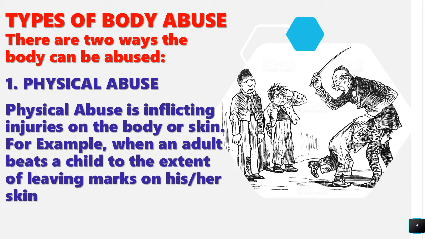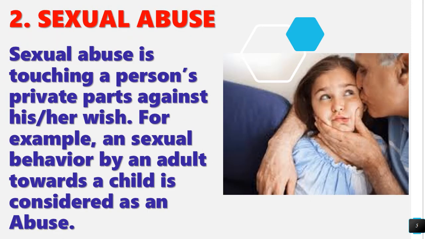For example, when an adult beats a child to the extent of leaving marks on his or her body, that is known as what? Body abuse. If you look at the screen there, you see the man using a cane to flog the child. When you beat somebody in a way that you leave injuries all over that person's body, that is known as what? Physical abuse.